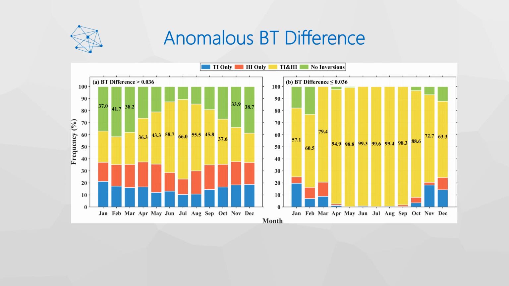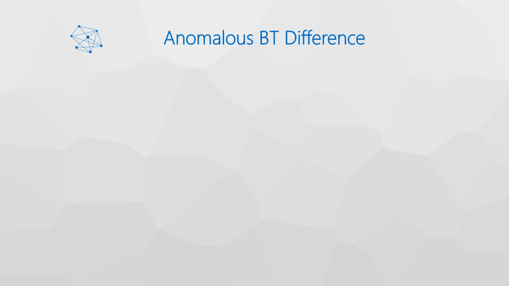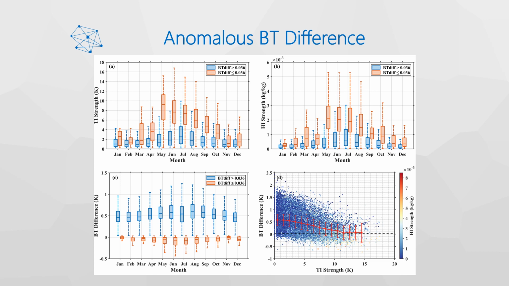the anomalous signals. Figures A and B confirm that the intensities of the inversions for the anomalous brightness temperature differences are much higher than those of normal signals when the inversion exists, with the largest discrepancies in summer corresponding to the most significant observations of anomalous BT differences, as shown in Figure C. Strong temperature and humidity inversions can reverse the sign of BT differences and make them more negative at higher inversion intensities, as shown in Figure D.